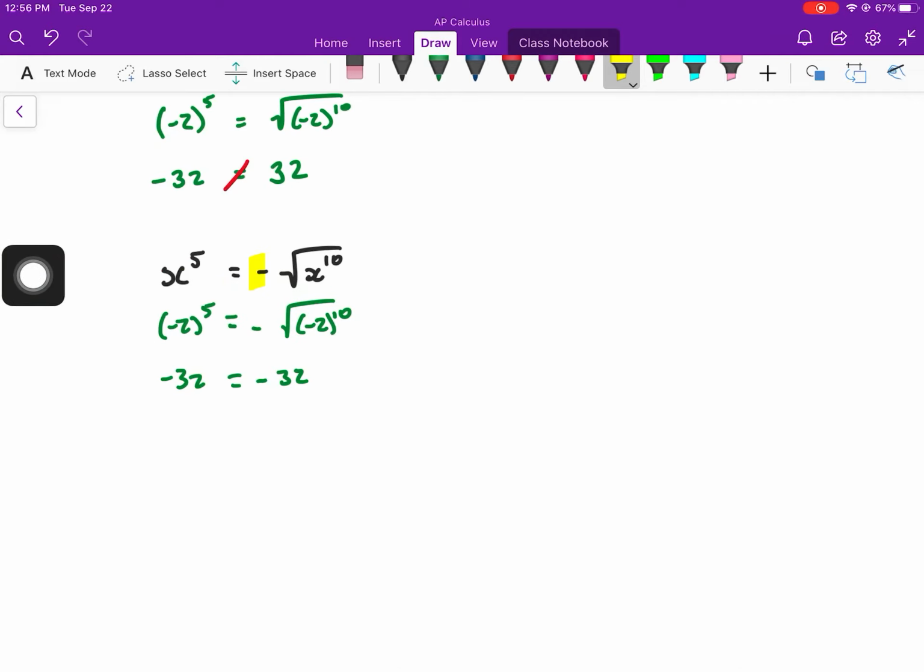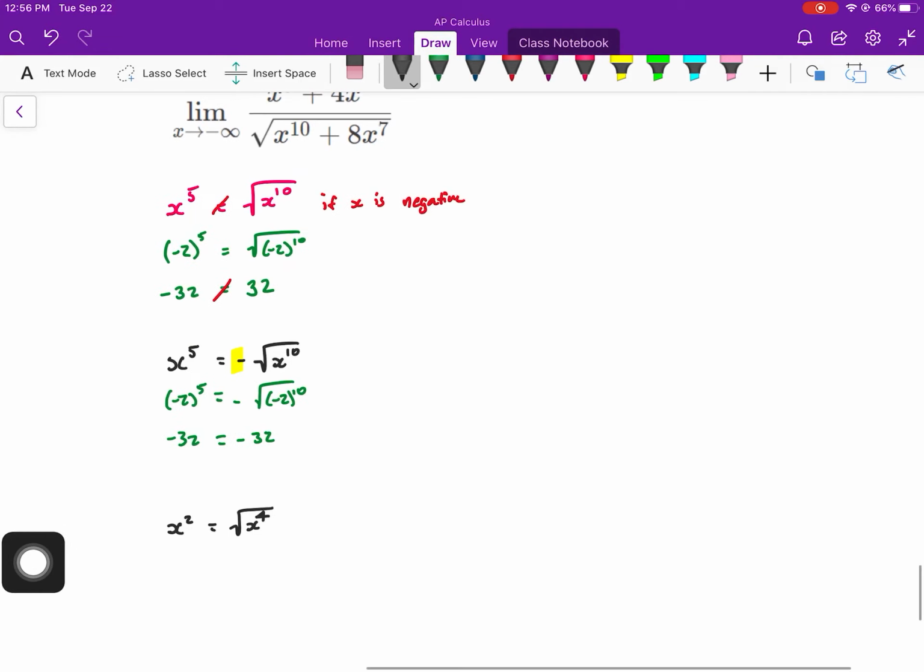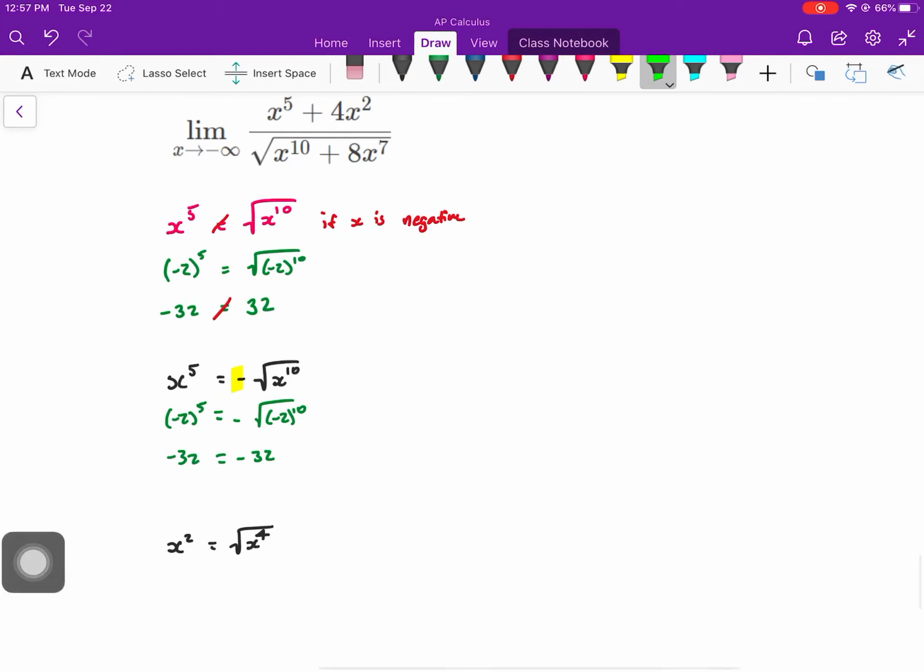Let's just say, for example, you had x squared. That's the same thing as square root of x to the 4th. Because it's an even power, we wouldn't have to worry about the whole negative thing, because no matter what I plug in here is positive, no matter what I plug in here is positive. These will be equivalent for all real numbers. But the reason why we had to do this is if you have an odd power and x is going to negative infinity, that's the one time that we're going to have to put that negative in front of the square root, because that's the only way this could be equivalent for negative values of x.